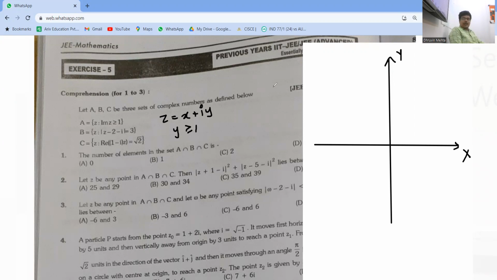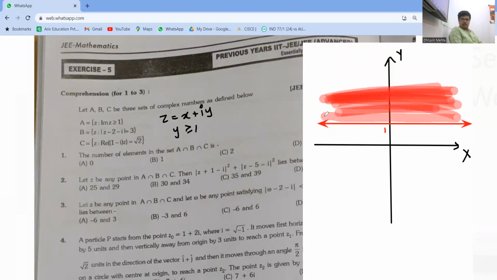So on y equal to 1 we will draw a straight line, right? If this is y equal to 1, parallel to the x axis, this is 1 on the y axis, and greater than or equal to means the upward direction. This entire region is y greater than or equal to 1.